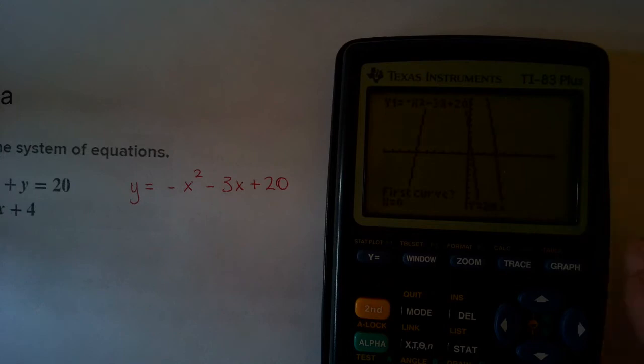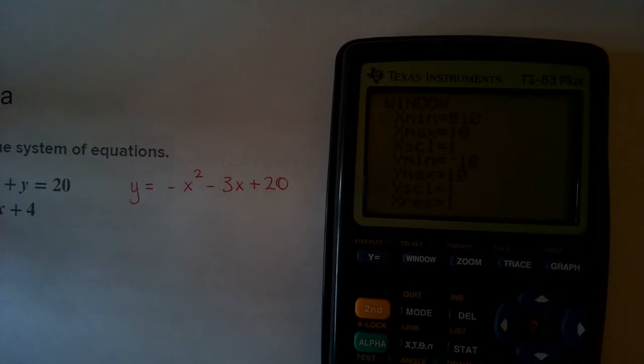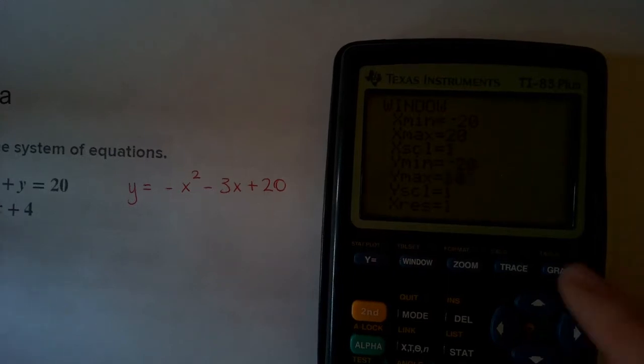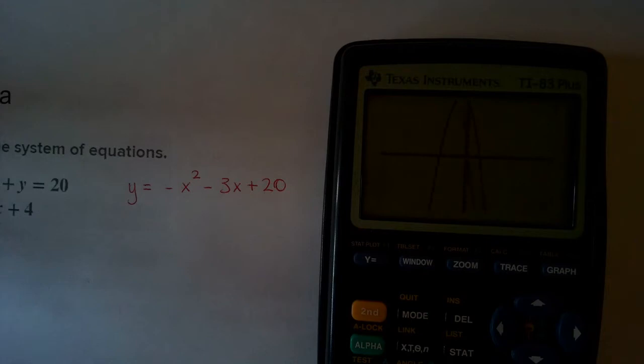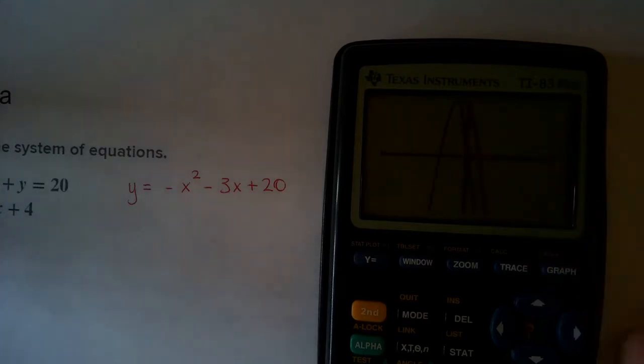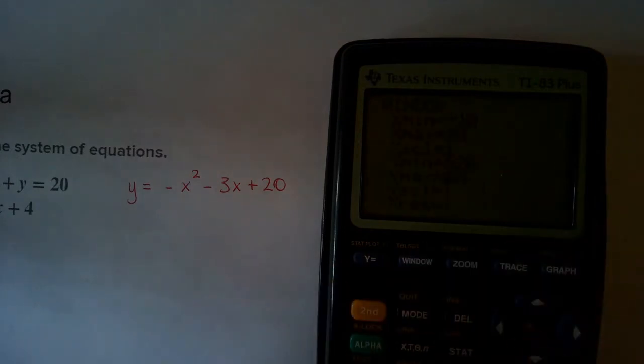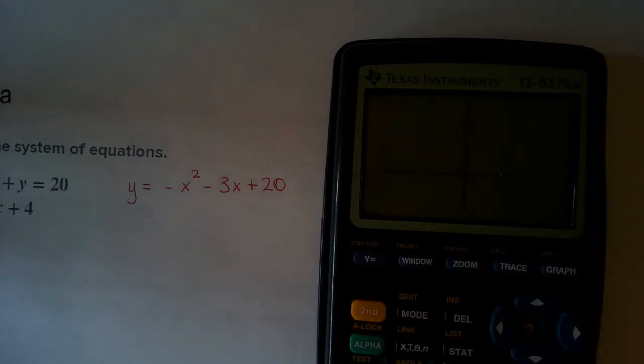Now, right now, I can't see my intersection, so I'm going to take my window and make it a little bigger. So I'm going to do negative 20 and positive 20 for the x, and I'm going to do the same thing for the y's. Now I can almost see it. I see it almost at the very top, which is just my y-axis. So I'm going to change my y-axis so that I can see it better here. Oh, let's make it 40 this time, so that way we can see it better.